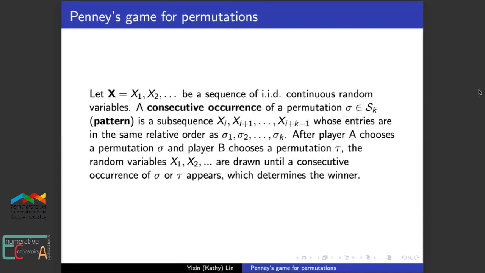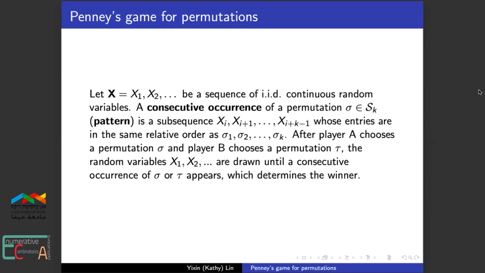Formally speaking, let X be a sequence of independent, identically distributed, continuous random variables. A consecutive occurrence of a permutation sigma, sometimes called a pattern, is a subsequence whose entries are in the same relative order as sigma. After player A chooses a permutation sigma and player B chooses a permutation tau, the random variables are drawn until a consecutive occurrence of sigma or tau appears, which determines the winner.